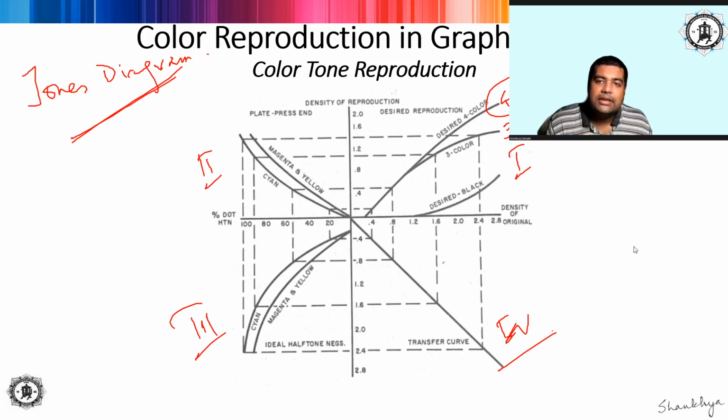As I was saying, in quadrant 1 you have your required or optimum tone reproduction curve, right? Now let us see what you have in quadrant 2. In quadrant 2, you have to plot the percent dot area of the halftone negative for each of the process colors versus the density of the 3-color reproduction that you have measured using your densitometer. So let us try and understand what this all means. I said a lot of things.